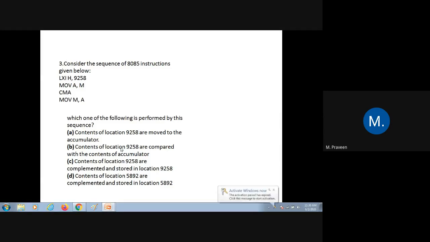Let's move on to the third question. This is also a simple question. You will be able to guess the answer. Consider the sequence of 8085 instructions given below. 4 instructions are given: LXI H, 9258, MOV A, M, CMA, MOV M, A. Then they have given 4 options, A, B, C, D. Can you guess what is the answer for the question?